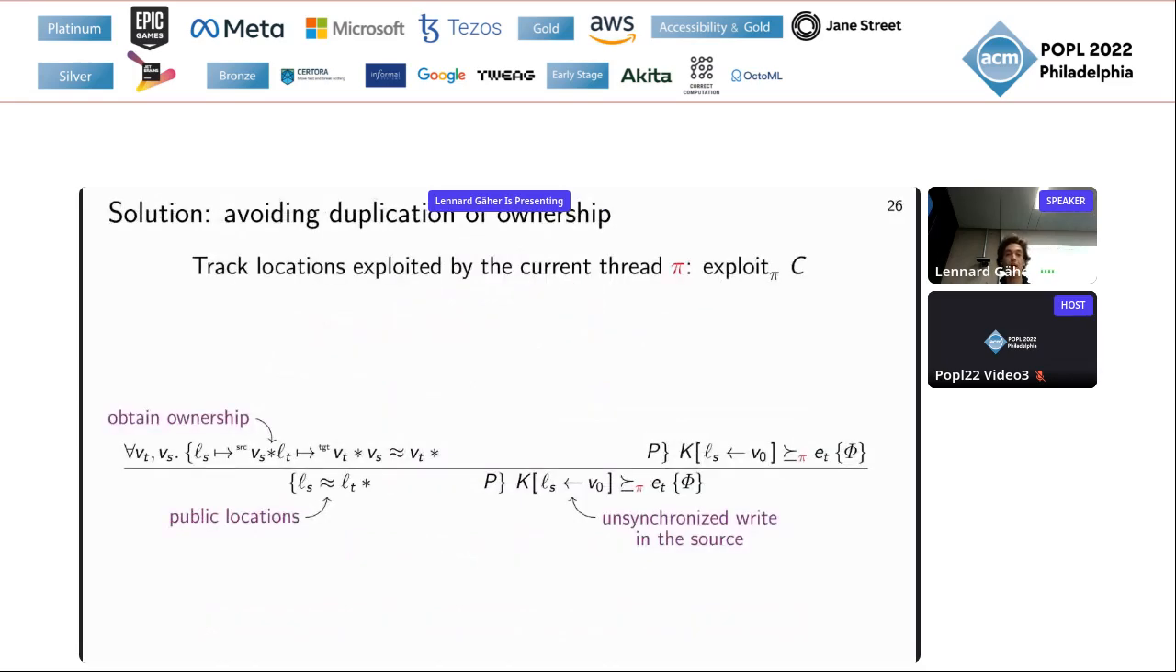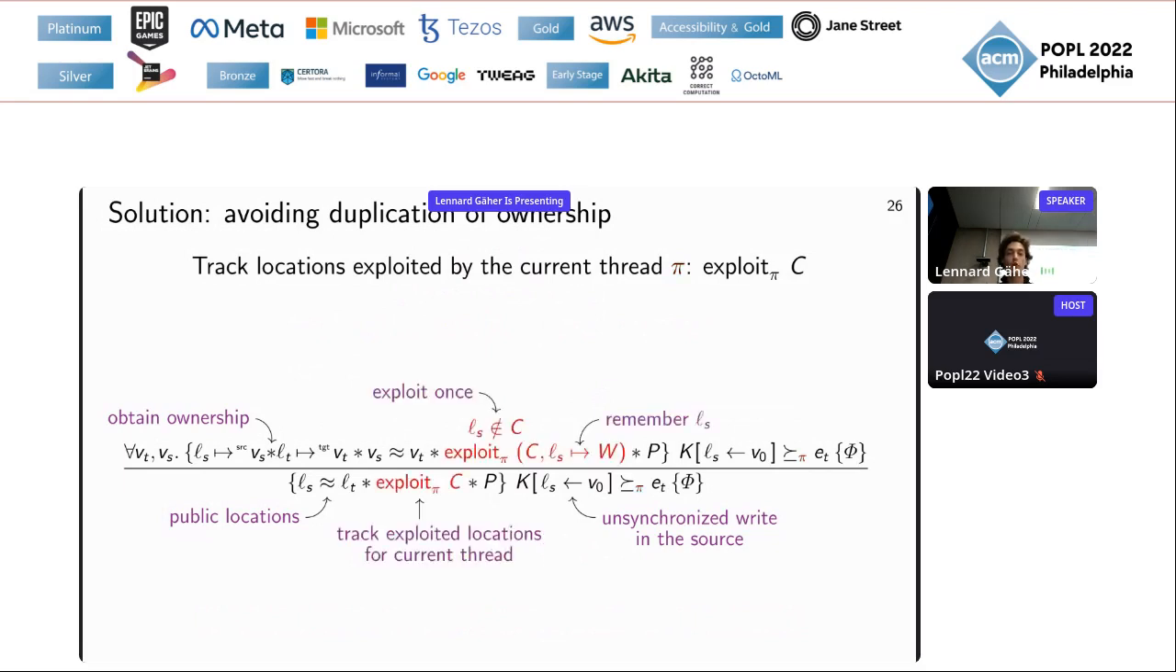Concretely, we do this by extending our simulation relation with the current thread ID pi, and then add an exploit assertion that does this tracking in a set of locations C. For the rule to be applicable, we should be sure that we have not obtained ownership for the source location ls yet, denoted in an additional premise. And in the new goal, we remember in the set of exploited locations that ls was exploited through an unsynchronized write, denoted by w. And with that, we can actually validate this rule. I should note that we use Simuliris' flexible ghost state mechanism inherited from Iris to define this exploit assertion.